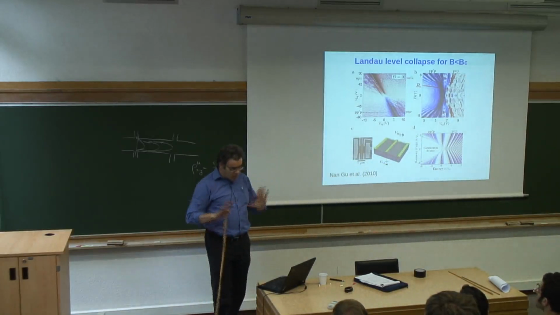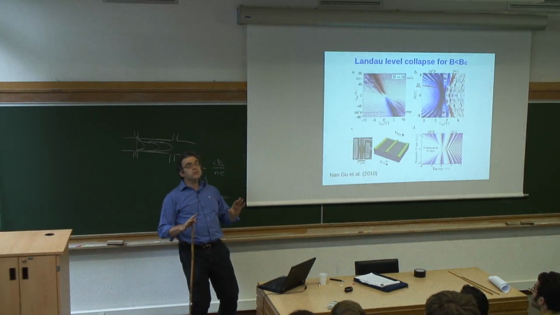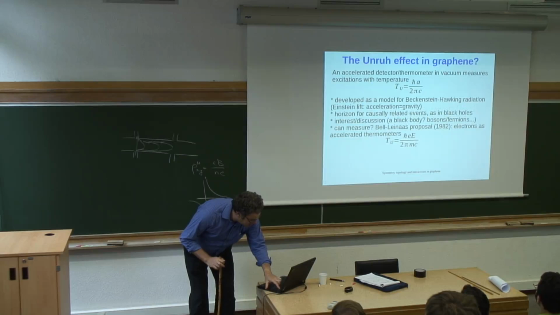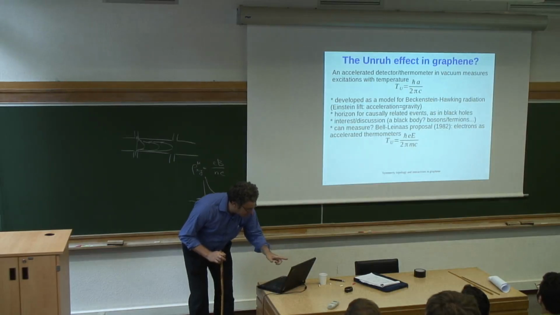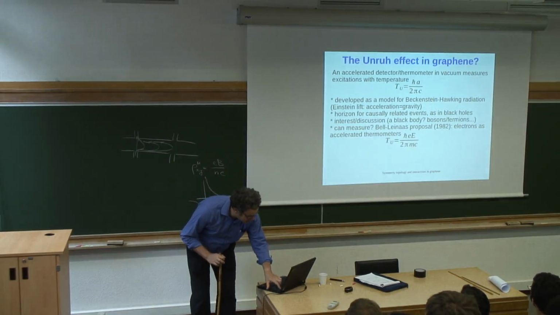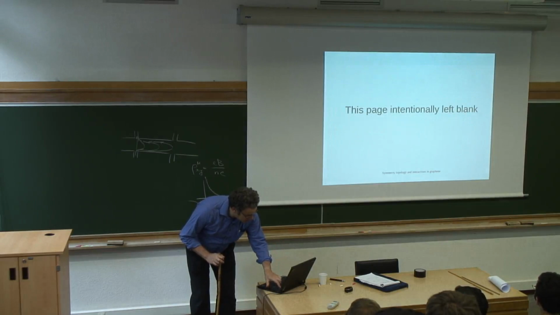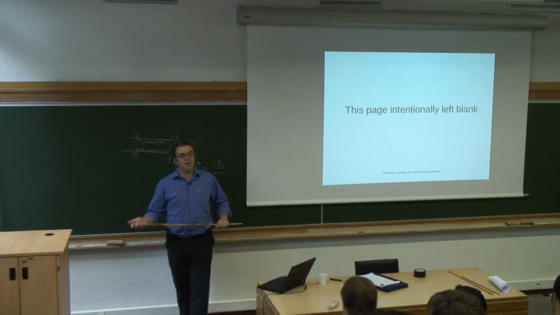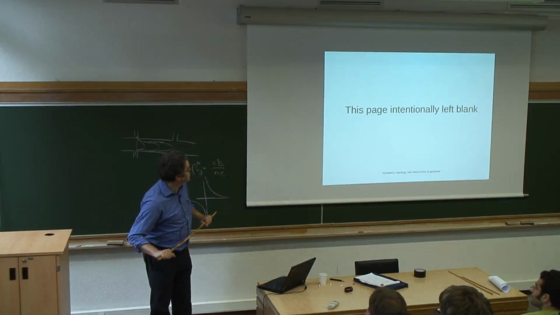All right, so I think that's a short survey of quantum relativistic behavior in graphene. The last topic I want to talk about is the Unruh effect, but let me leave it for next time, because I think we need to be fresh for that. All right. So we're done.